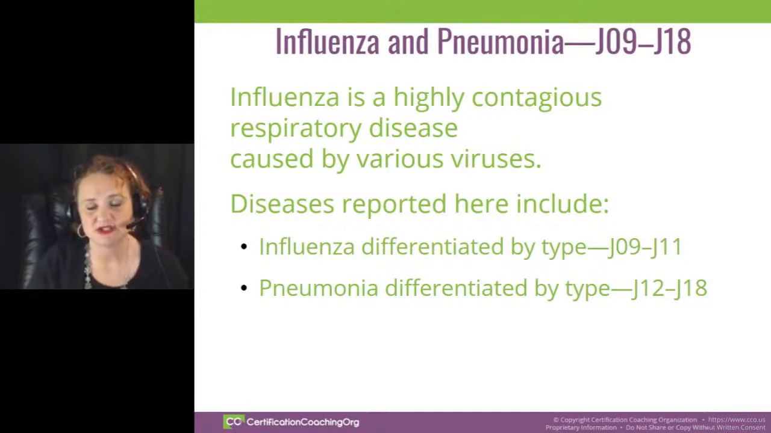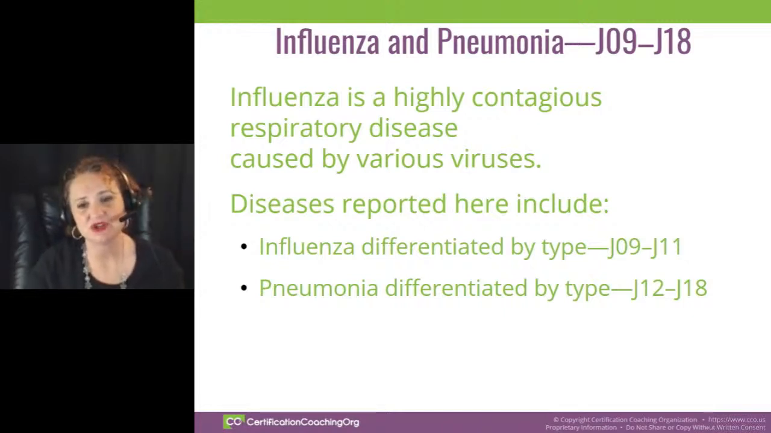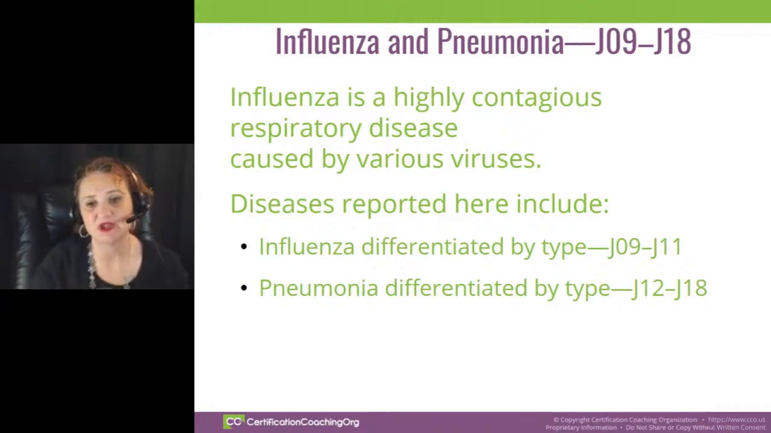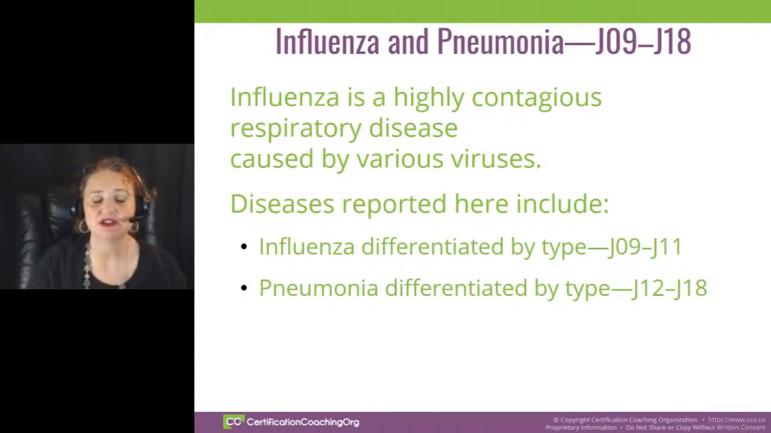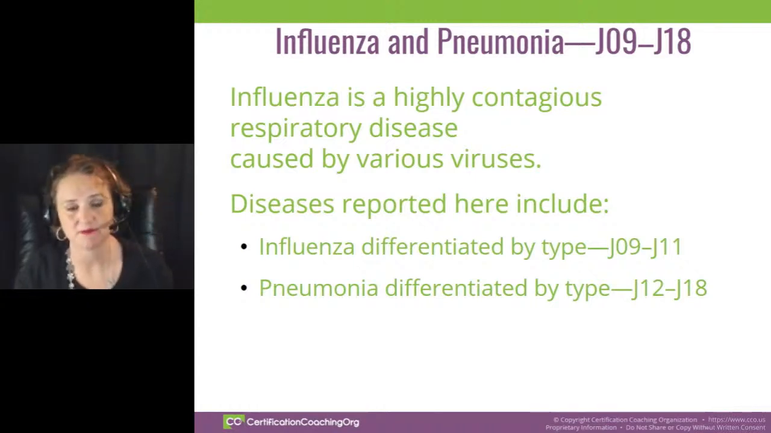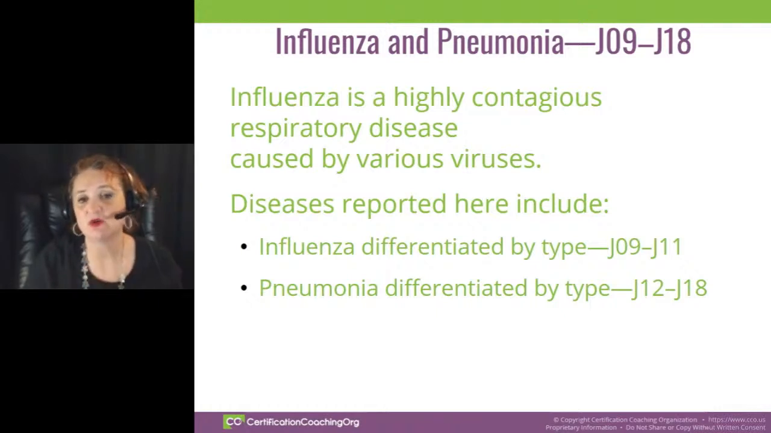The next section that we're going to be looking at, and notice that we jumped from J06 to J09. That's because we have room for growth in our code set. J09 through J18 is going to be anything that has to do with influenza, which is the flu, and pneumonia, right? So common cold is not going to be an influenza. They're two separate things. Can you have influenza and other things happening at the same time? Absolutely, you can, but they're two separate codes.